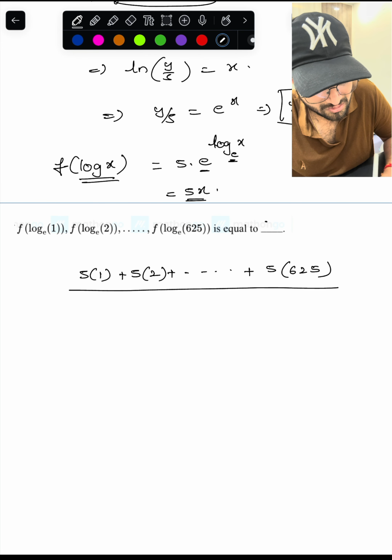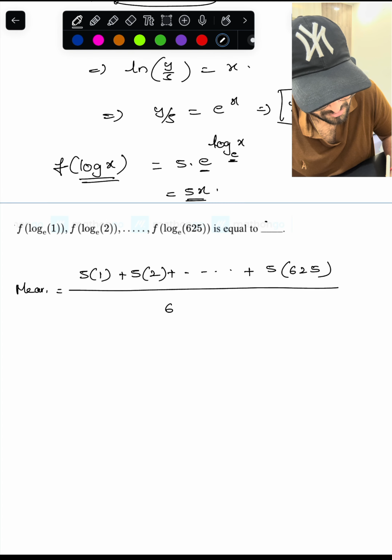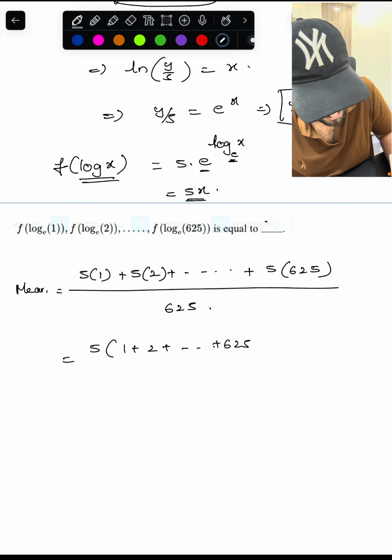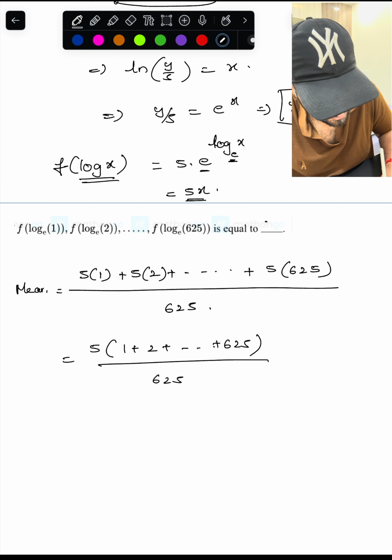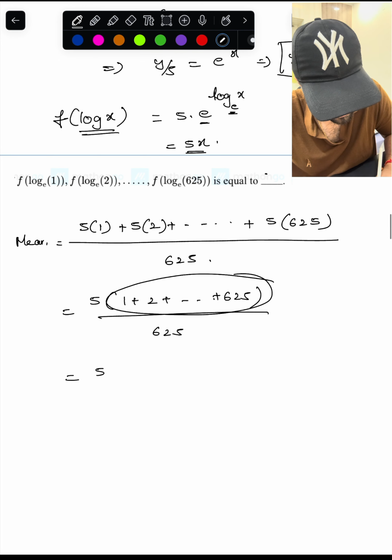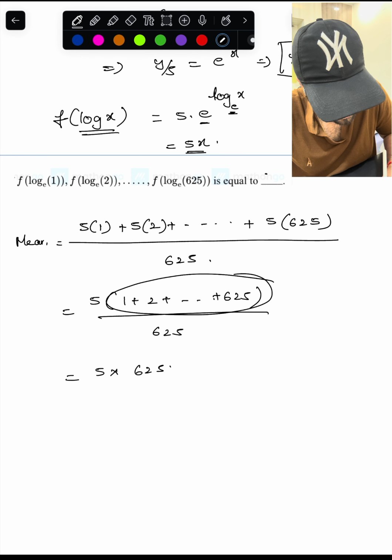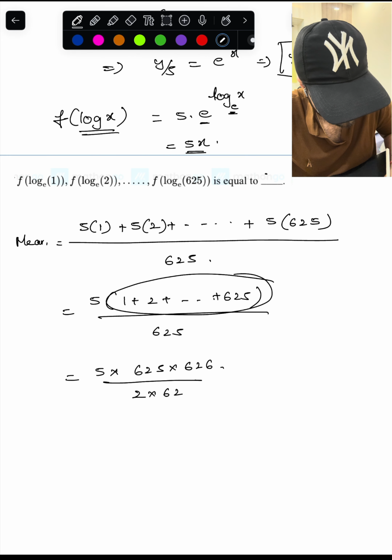The sum of all the terms by the total number of terms will be the mean, right? How many terms are there? 625 terms. If you take out 5 common, 1 plus 2 plus and so on plus 625, whole by 625. This is the sum of the first 625 natural numbers, and the formula for that is n into n plus 1 by 2. So it is 625 into 626 whole by 2 into 625.